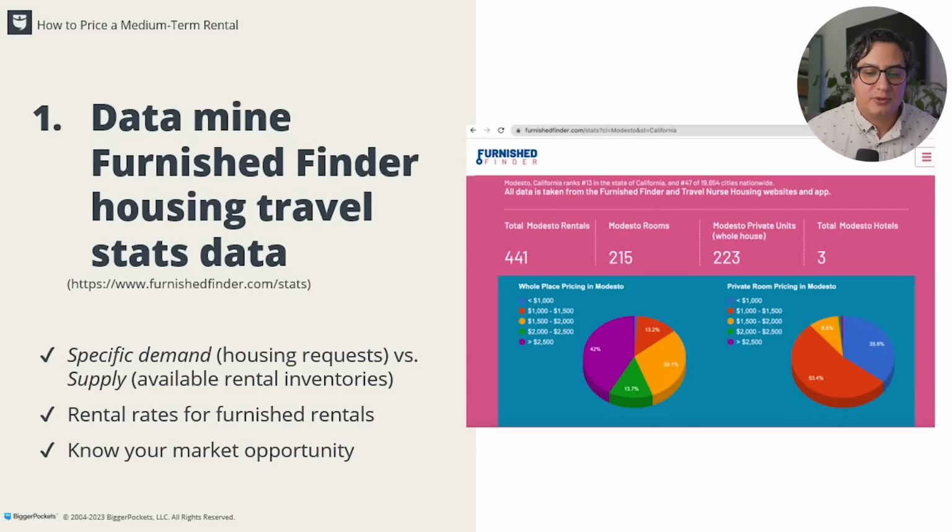Rental rates for furnished rentals are extremely important to pay attention to. As I mentioned before, $2,500 a month is the average, or a little bit less than 50% is where these folks are looking to spend money. So that gives us a good opportunity, knowing that we have the ability to bring in extra cash.